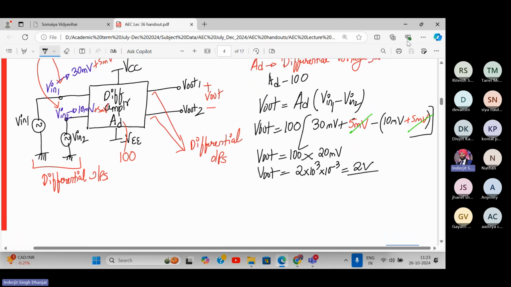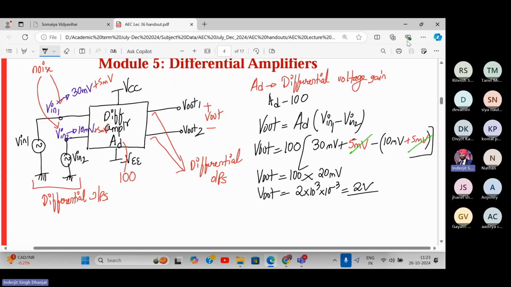Did you understand this concept? So noise is affecting both the inputs equally, and the function of the differential amplifier is such that it amplifies the difference between the two inputs. The noise signal also gets cancelled out. Agree? So that is why we use a differential amplifier.